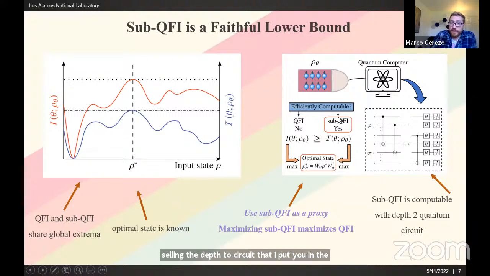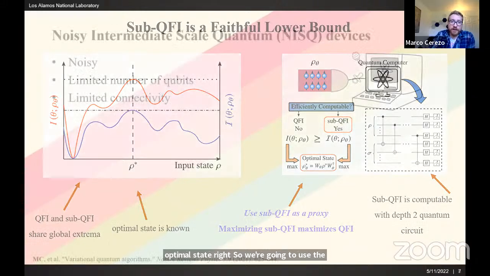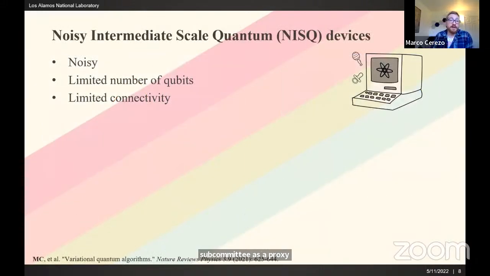And what we're going to do is, because we cannot use the quantum feature information, as this is not efficiently computable, we compute the sub-quantum feature information, and we just try to find the state that optimizes the sub-QFI, because we have the guarantee that they share the same optimal state, right? So we're going to use the sub-QFI as a proxy for the QFI. So now let's talk about how we're going to actually do this, right?